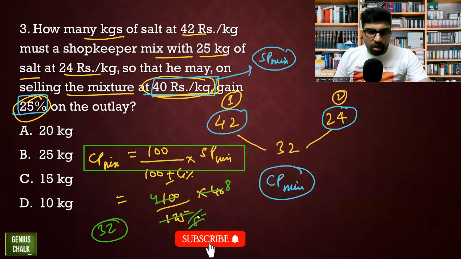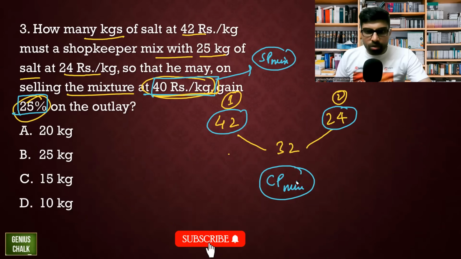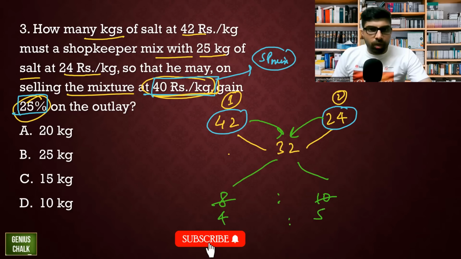Now I'll rub this. We have got the cost price of mixture as 32. So can we find the ratio now? Yes, we can. The cost price of mixture we have found, now apply the alligation. 24, 32, it is 8. 32, 42, it is 10. So it is 4:5.